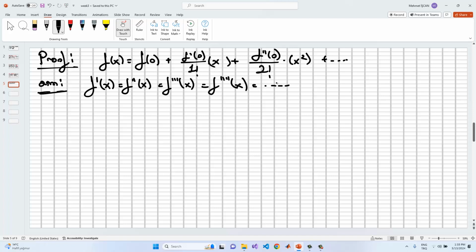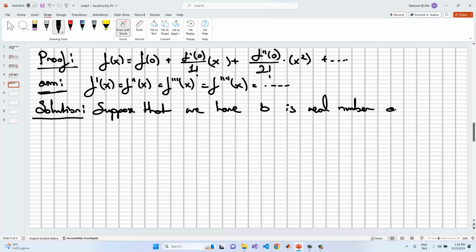And so how can we do that? The solution is simple, and the solution is coming from what? The Newton. Okay, suppose that we have b is a real number, and we can say that f(x) is equal to b^x. We can write it, right?